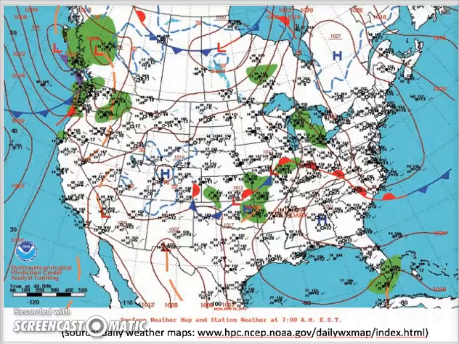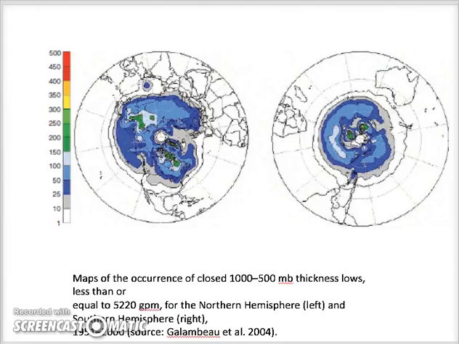Now, with computers and geographic information systems, satellite and radar data can be overlaid on surface and upper air charts that we're going to see a lot during our videos.